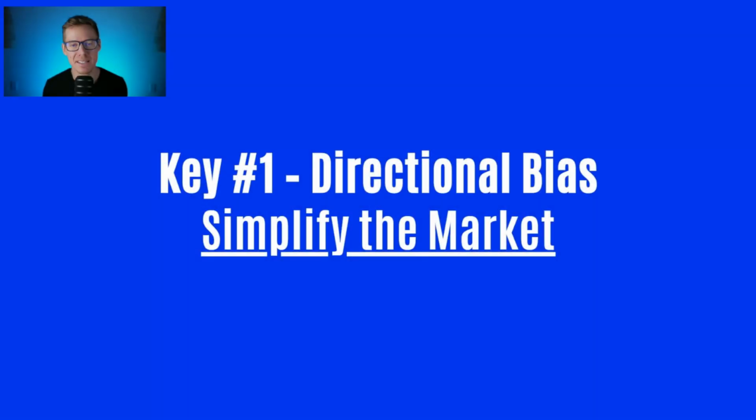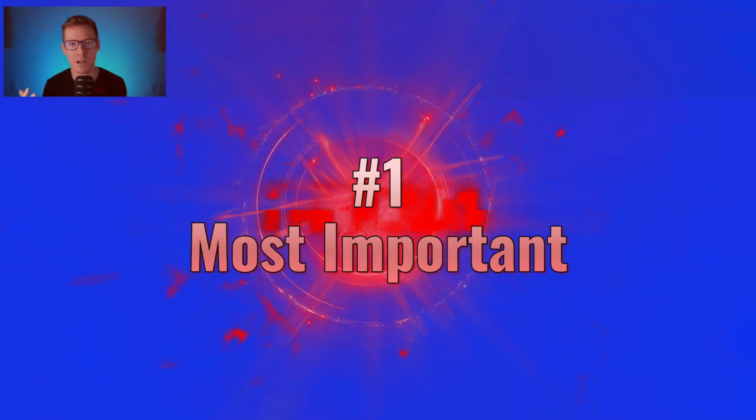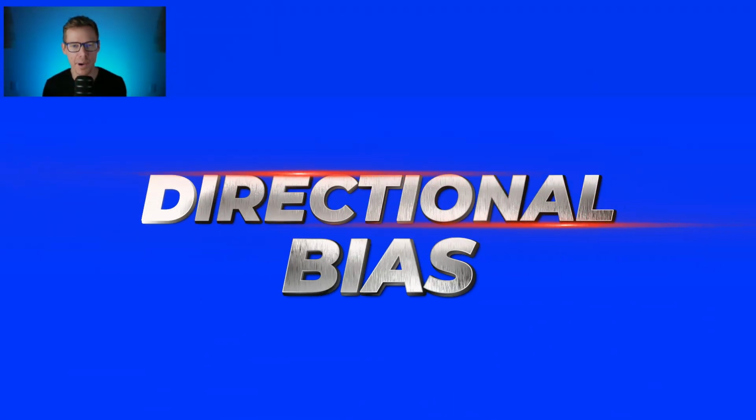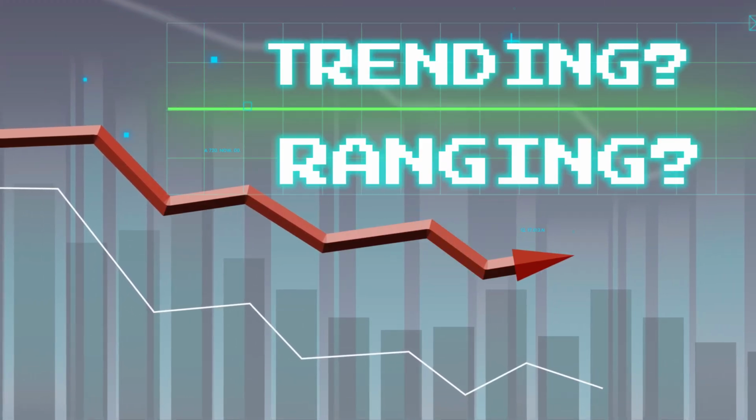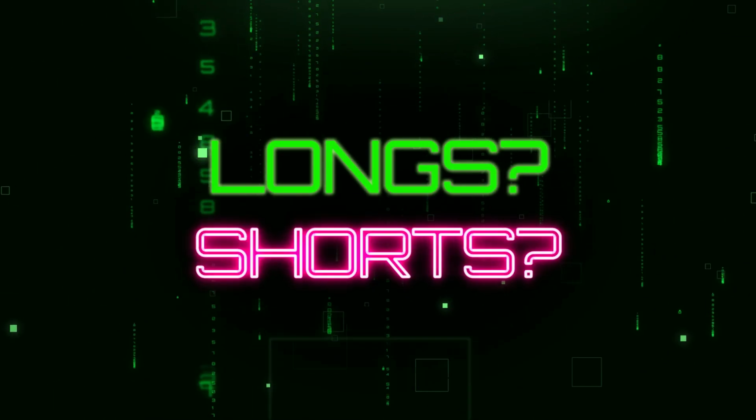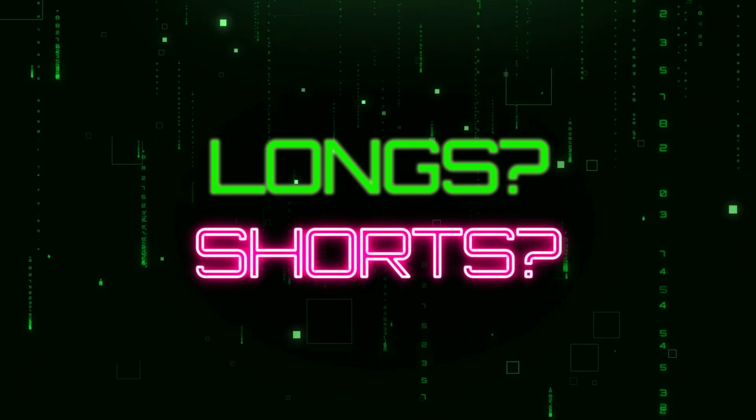Key number 1 is directional bias. This is your key to simplifying the market. The most important part about trading is understanding the directional bias. What is the movement of the market? What direction is the market moving in? Is the market trending? Is the market ranging? Understanding the movement and direction of the market will help you determine whether you're looking for long trades or whether you're looking for short trades.